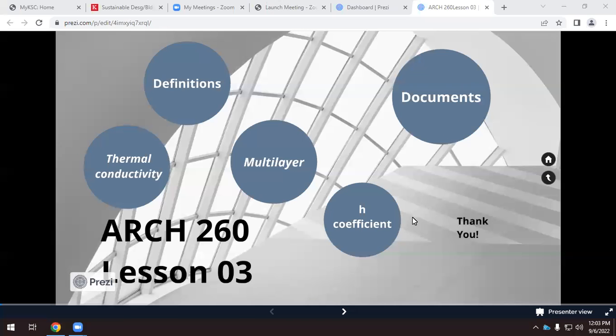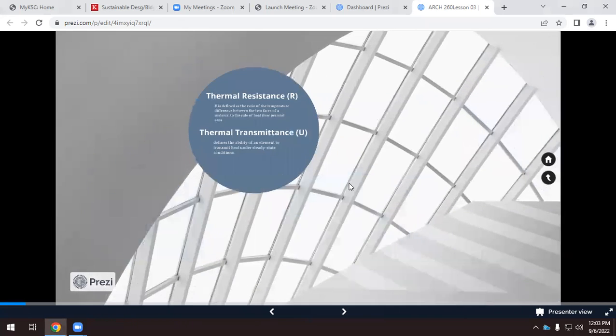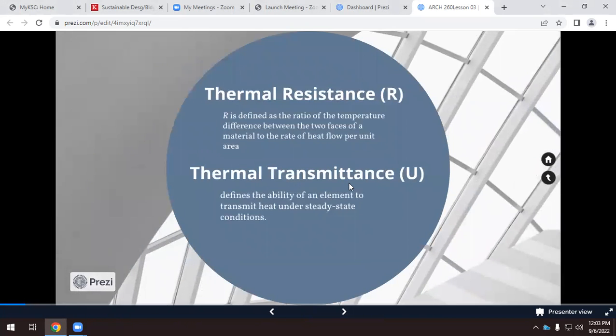So today we're going to speak about basic concepts. What are the basic definitions that we're going to explain today? The thermal resistance and thermal transmittance. Well, if you read that definition, it's R, the thermal resistance. R is defined as the ratio of the temperature difference between the two faces of a material to the rate of heat flow per unit area.